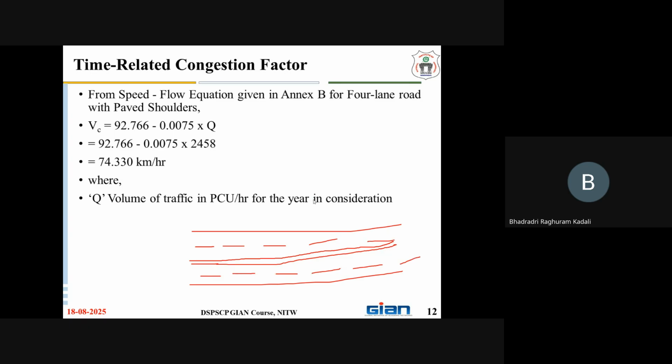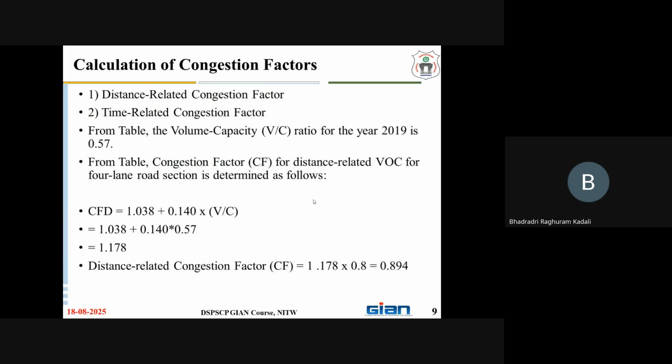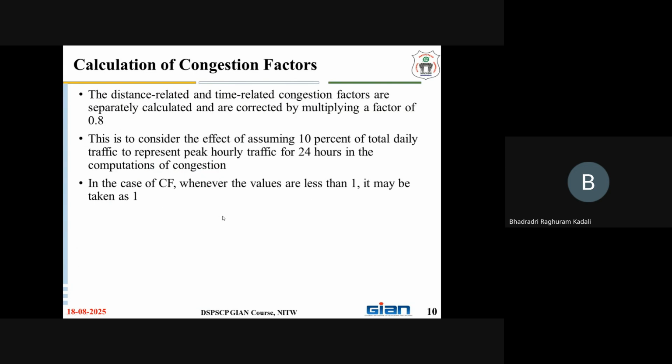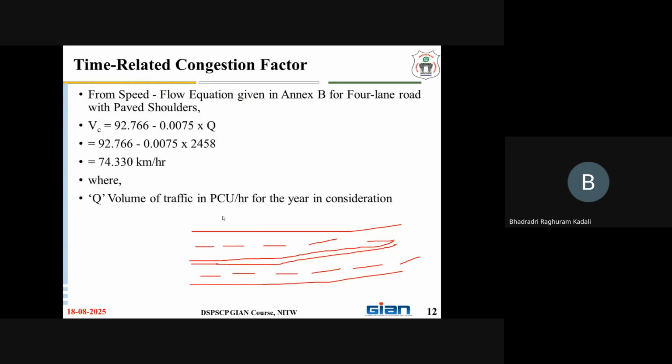So let's try to understand how the distance related congestion factor is actually derived. It is derived with respect to the volume by capacity ratios. But the time related congestion factor is derived with respect to the speed given, corresponding to the speed flow relations, for a given stretch at a point of time. So what are the variations of the speed?